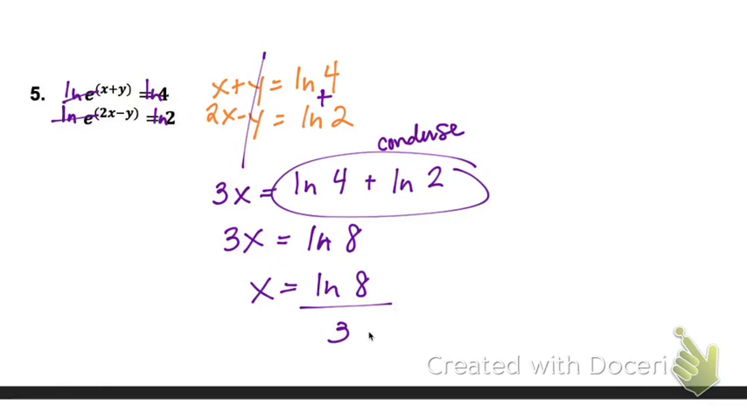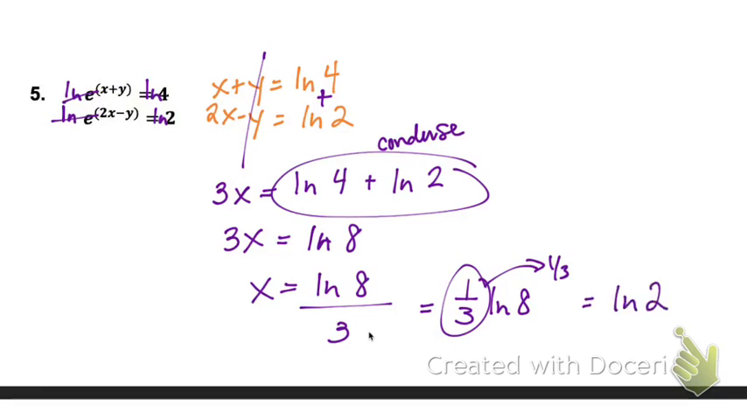But if I were to take it one step further, this is like saying 1/3 ln of 8. 8 to the 1/3 power is what? 2. I would accept ln of 8 over 3, but it equals ln 2. That's what I got.